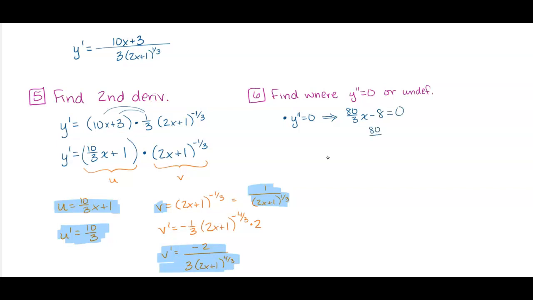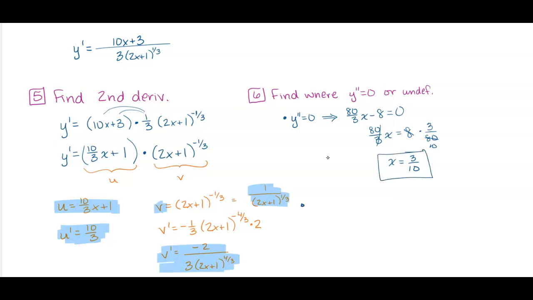So that means 80/3 x is equal to 8, and then I multiply by 3 and divide by 80. Gosh, this is a mess, huh? X equals 24/80. Let's reduce. 8 goes into 24. Maybe I should have reduced this before I multiplied, huh? Cancel that 8, make that a 10. 3/10. All right, so there's my first critical point.